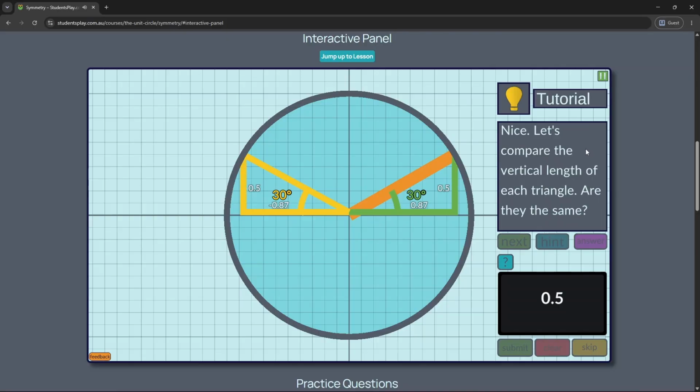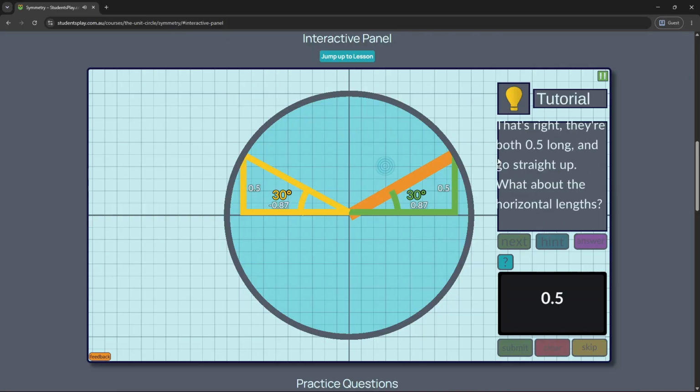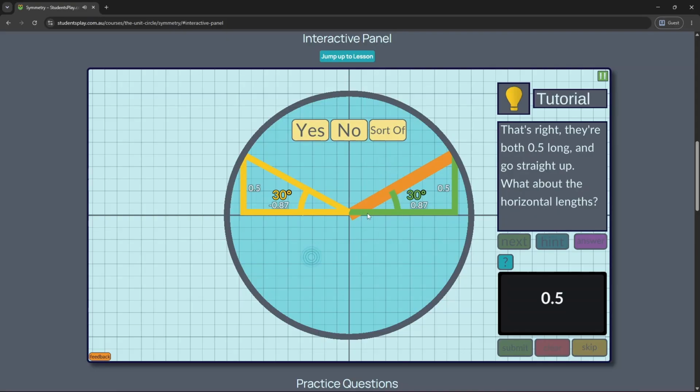Let's compare the vertical length of each triangle. Are they the same? Yeah. That's right, they're both 0.5 long and they go straight up. What about the horizontal lengths? Well, they're both 0.87, I guess. Okay, but one's positive and one's negative. So maybe they're not the same then.